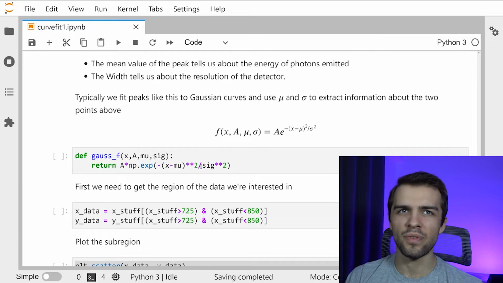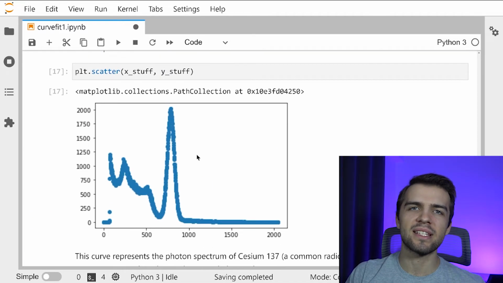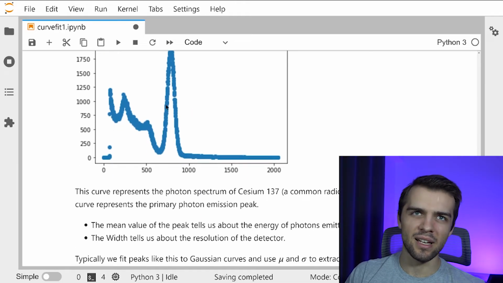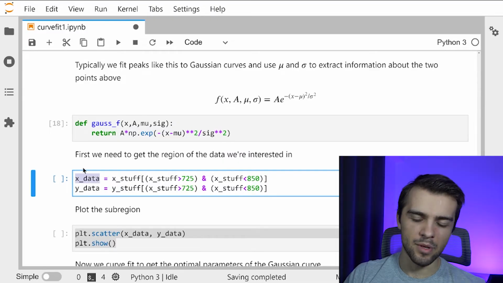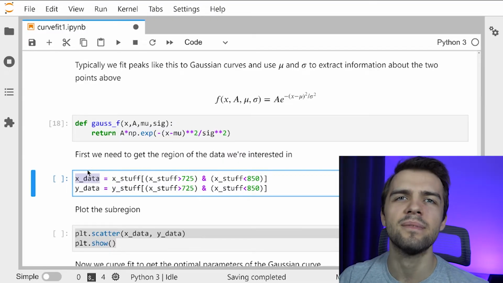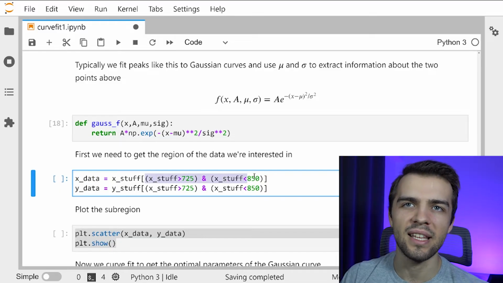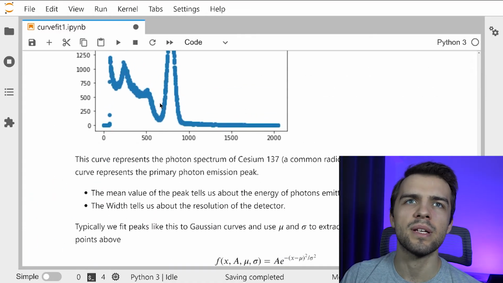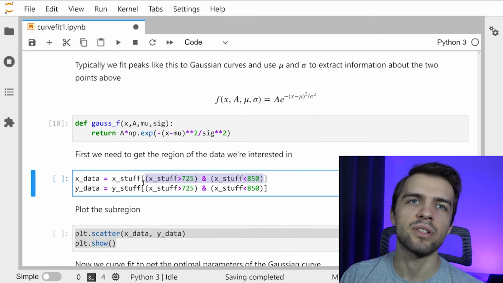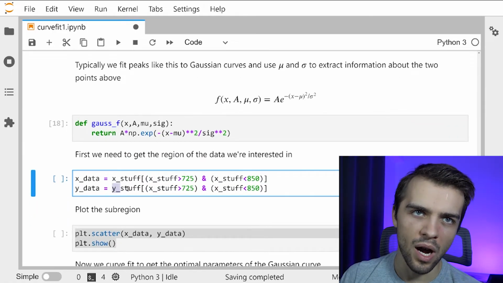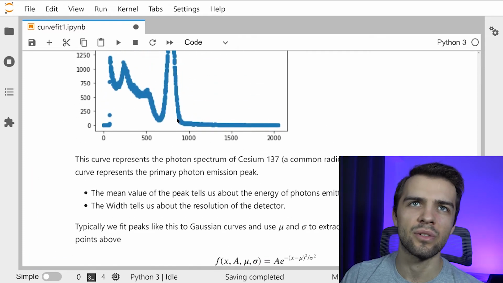So here's the Gaussian curve here, and I just define it as a function. And what we want is to fit only this data here. So we're going to take a subset of the data. And so what I'm going to do is take some x data. Now I'm defining it as data because it's the stuff that we're actually interested in. I only want the values between 725 and 850. So indexing like this tells me take all the data between 725 and 850. So it's really just selecting this peak here. And I do the same thing for the y data. I only want the y values where I'm in between these x values on the curve, right?